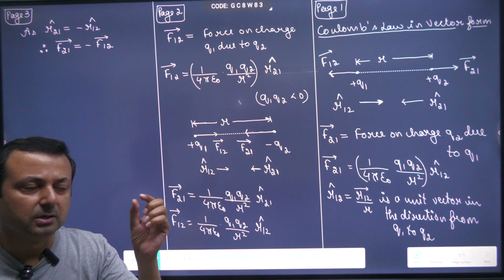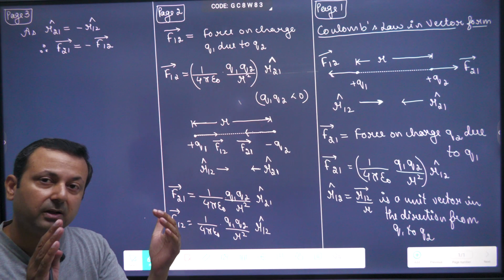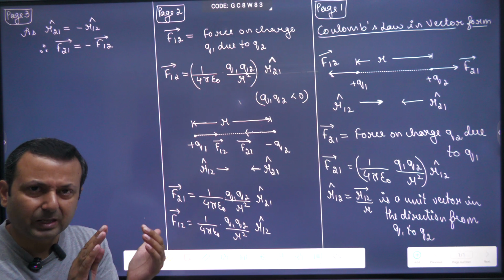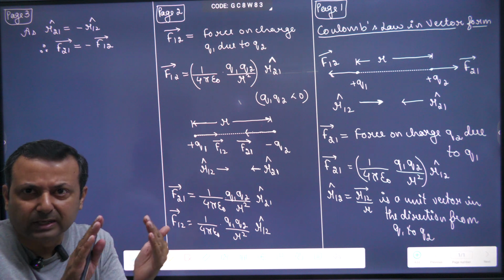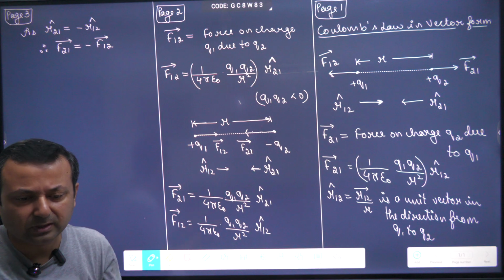The separation between the charges must be greater than the nuclear size. Nuclear size is 10 to the power minus 15 meter. So the separation between the charges must be greater than the nuclear size, because if it is less than 10 to the power minus 15, what is this?